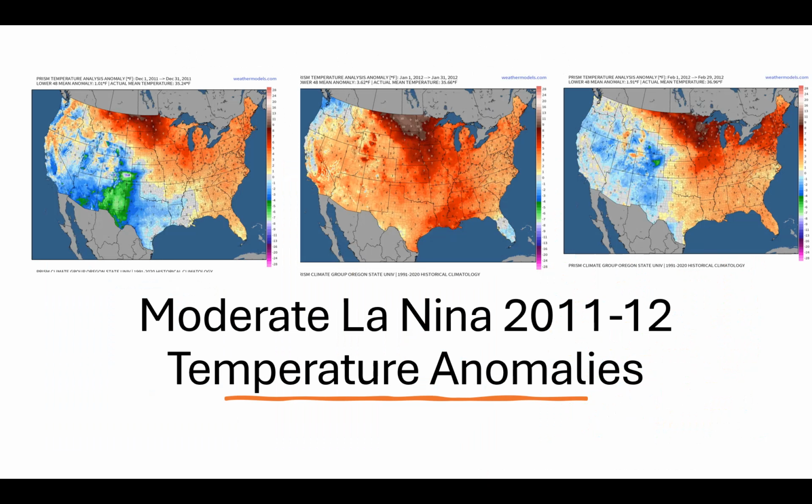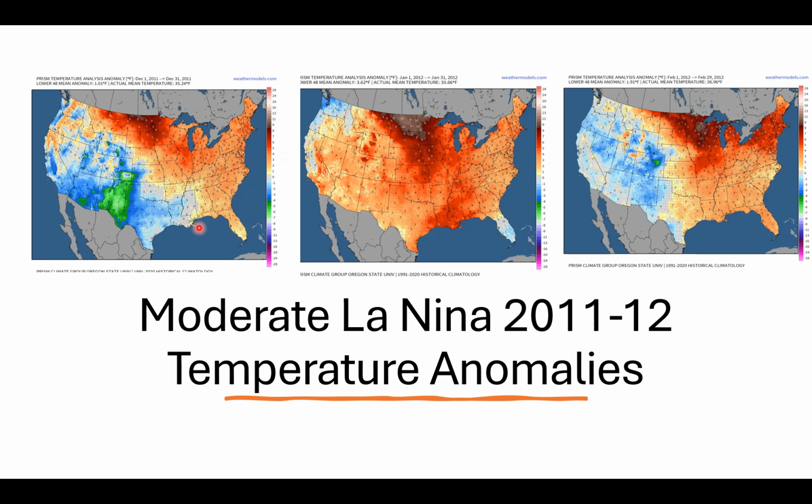Now let's move on to the moderate La Nina of 2011-2012. These were the temperature anomalies. Again, on the left is December, center is January, and right is February. Look how much warmer things were for the winter of 2011-2012 across the eastern U.S. as a whole.